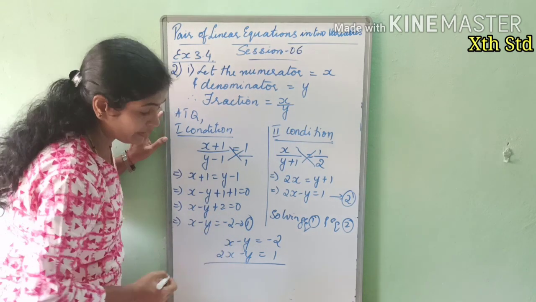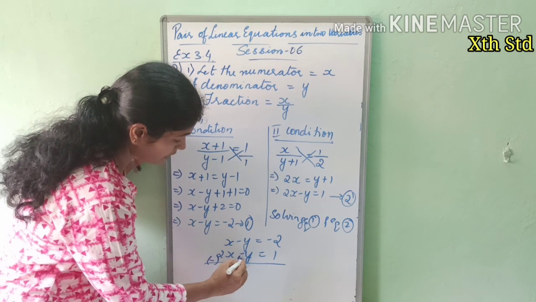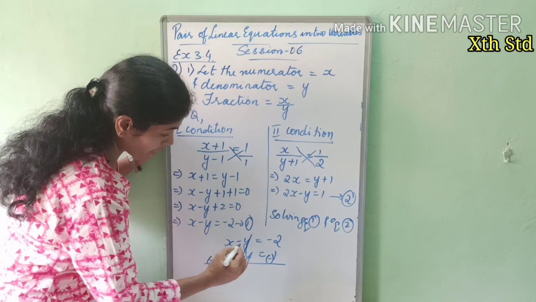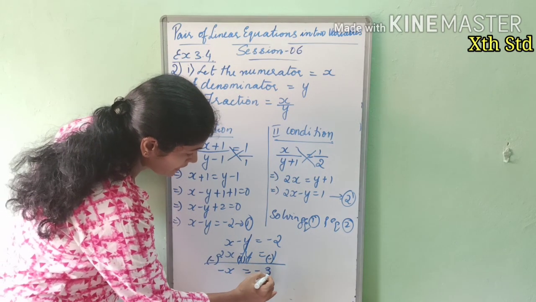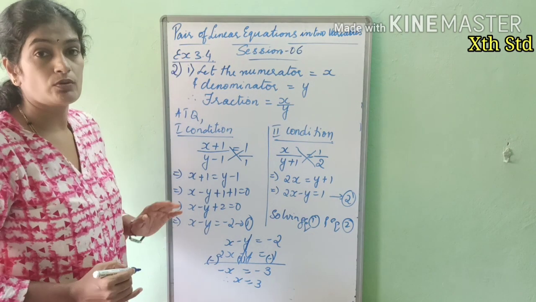Both of them have negative signs, so we will subtract one from the other. This becomes plus, this becomes minus. So this gets cancelled. This is minus x is equal to minus 3. Therefore, x is equal to 3. x equal to 3 we got.